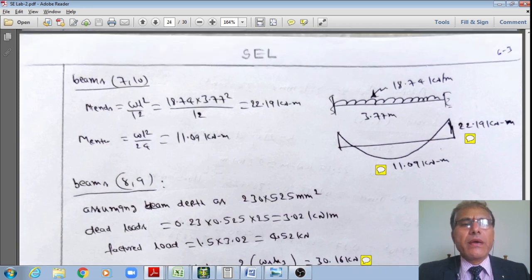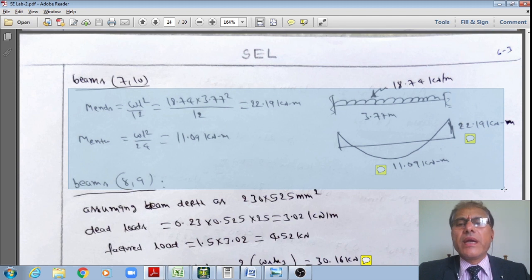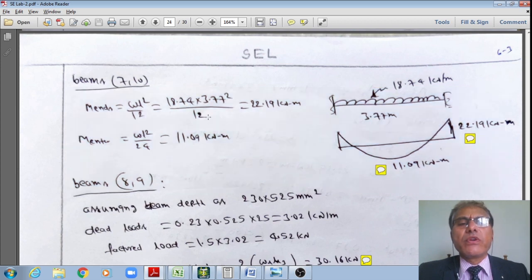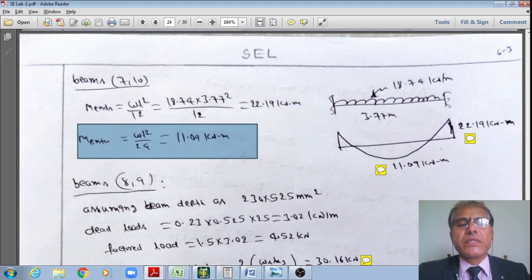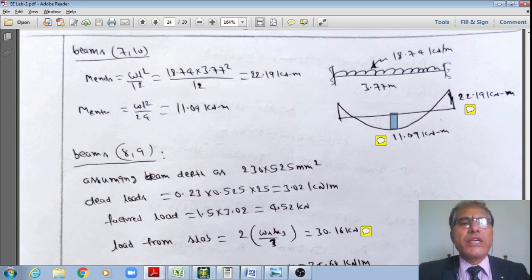Therefore, with that assumption, if I calculate the bending moment, the fixed end moment at the support is equal to W L square by 12, whereas W is equal to 18.74 multiplied by 3.77 whole square divided by 12. It works out to 22.19, whereas at the center W L square by 24 it is 11.09 kilonewton meter. That is how the bending moment varies from 22.19 to 11.09 on the exterior beams.